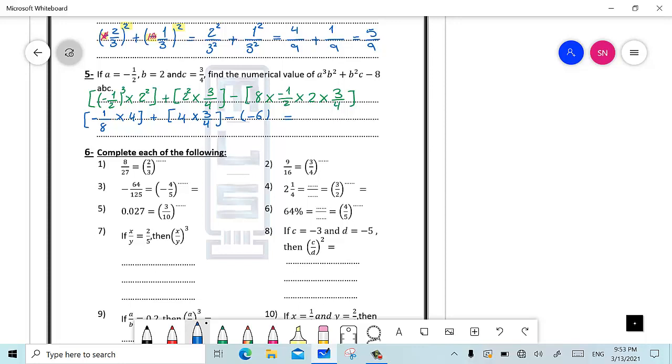Now I have negative half plus 3, and don't forget I have here minus a negative number, so this is going to be changed to plus 6. So the final answer I have is 8.5.